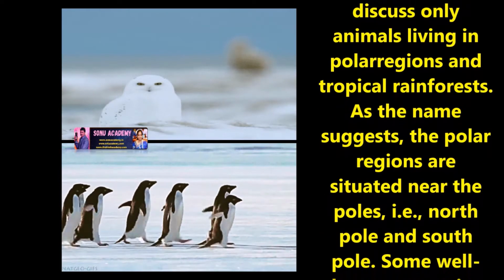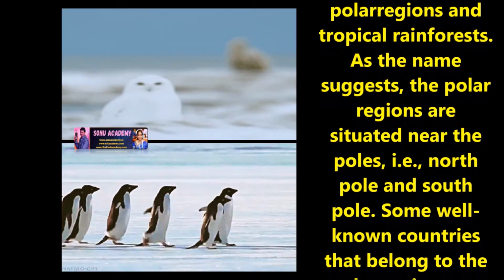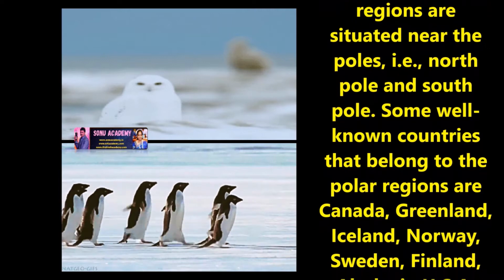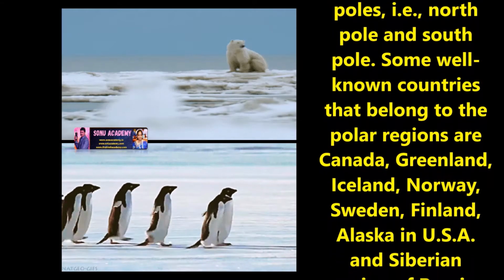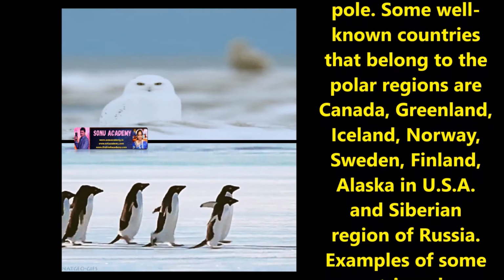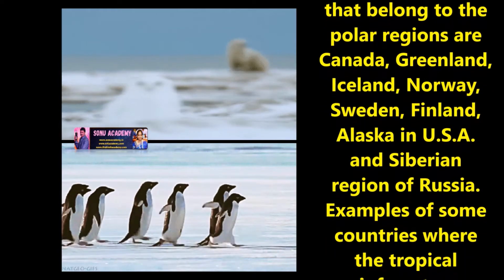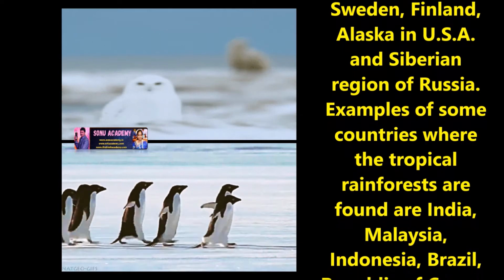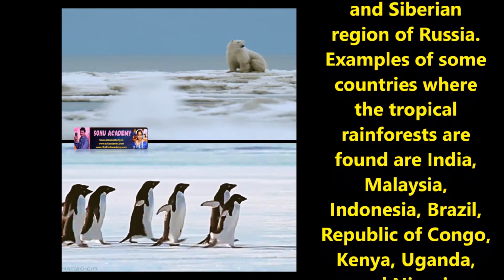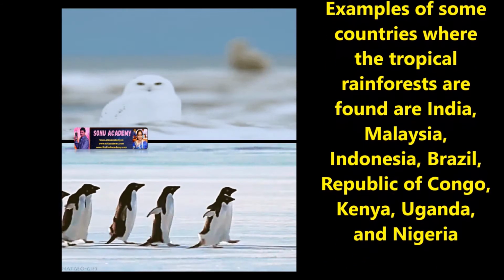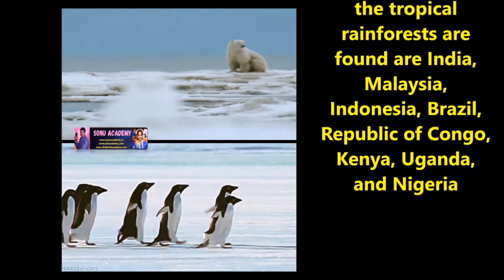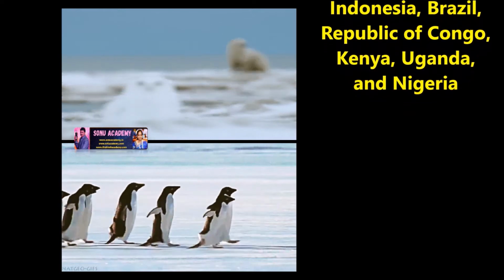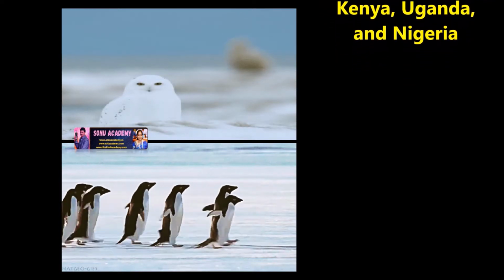As the name suggests, the polar regions are situated near the poles, that is the North Pole and South Pole. Some well-known countries that belong to the polar regions are Canada, Greenland, Iceland, Norway, Sweden, Finland, USA and the Siberian region of Russia. Examples of some countries where tropical rainforests are found are India, Malaysia, Indonesia, Brazil, Republic of Congo, Kenya and Nigeria.